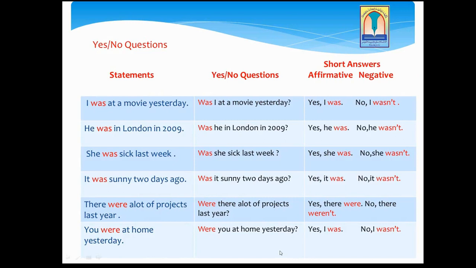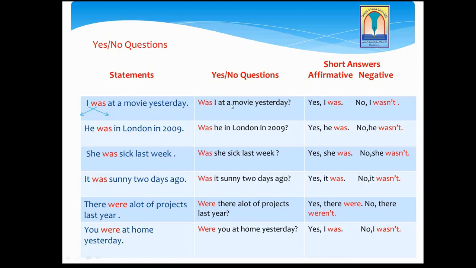Now let's see how yes-no questions are formed with the past of be. First, let's have a look at the first statement here. I was at a movie yesterday. As we have said before, I is the subject and was is the verb of be. In order to form the yes-no question, we have to flip the subject and the verb, so that the yes-no question begins with was or were, as in the case here.